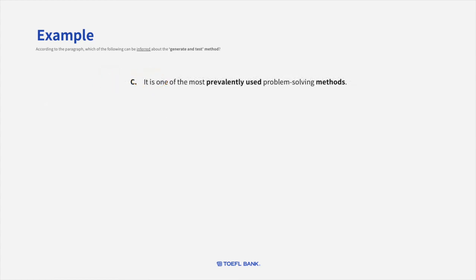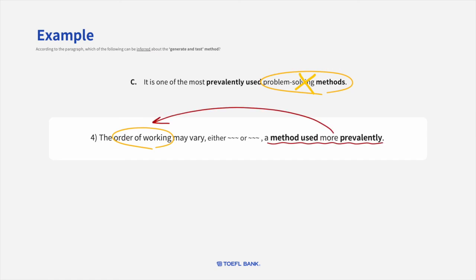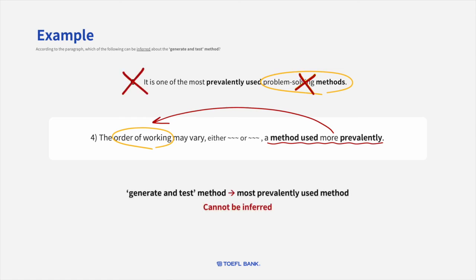C is simple. It is one of the most prevalently used problem-solving methods. The order working may vary, either or a method used more prevalently. The keywords match, but this sentence is not talking about the problem-solving method. It's talking about the order working during the generate and test method. A method used more prevalently is also referring to an order working, not a problem-solving method. Thus, C cannot be inferred.